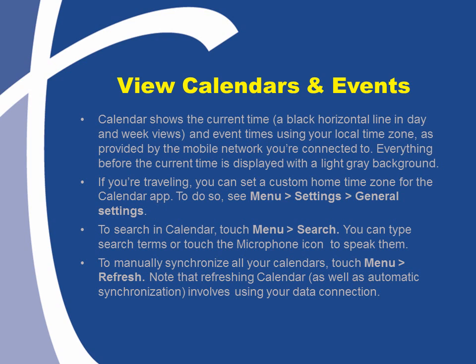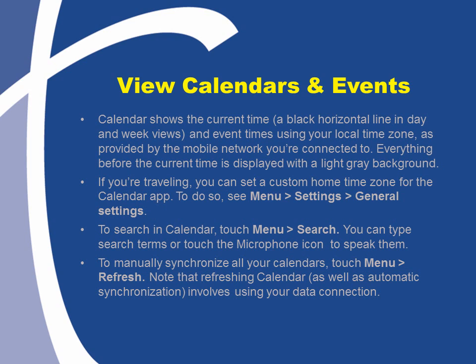Now the calendar is going to show the current time by a black horizontal line in the day and week views, and the event times of your local time zone as provided by your mobile network. So the nice thing here is if you're somewhere in a different time zone, it will automatically adjust the event to where that event was set, not based off of where you're at. So it does take into account the time differences. But the one thing you can do is set up that custom home time zone by going into the general settings as we mentioned before.